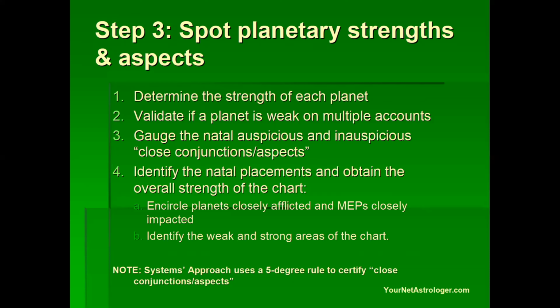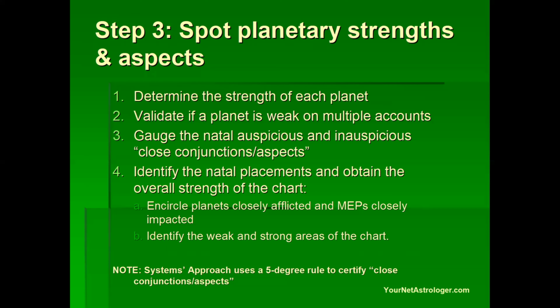Then the placement of planets, which planet is placed in which house. Like the lord of the ascendant is placed in the third house, fourth house, sixth house, or 12th house. So each and every planet's placement is identified, and we encircle the planets which are closely afflicted, and one can mark the houses which are closely afflicted by the malefic planets. So the encircled planets and afflicted MEPs determine the weakness of the chart and the problem areas for the chart.